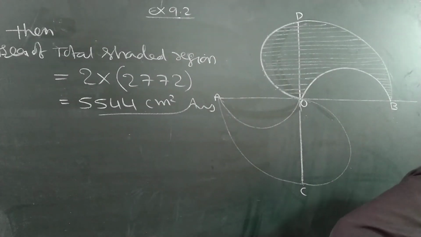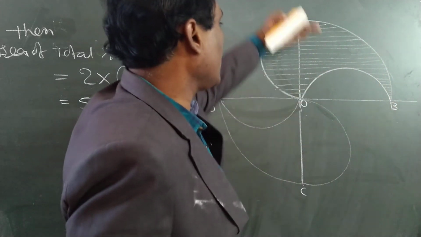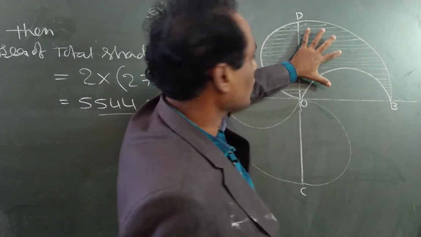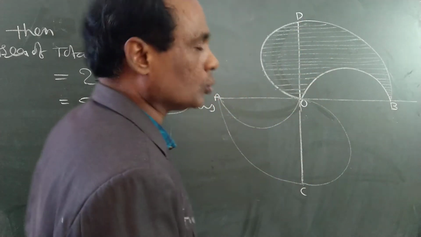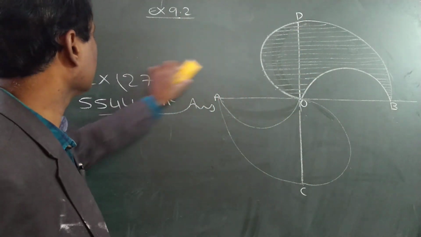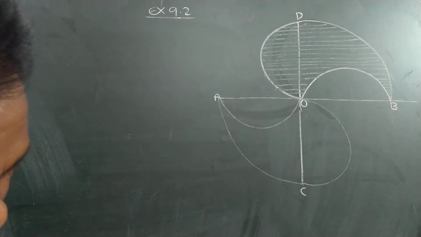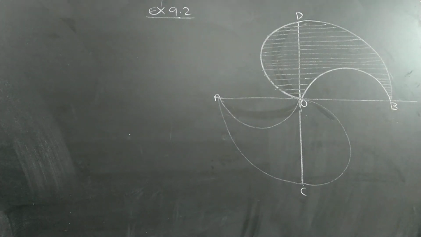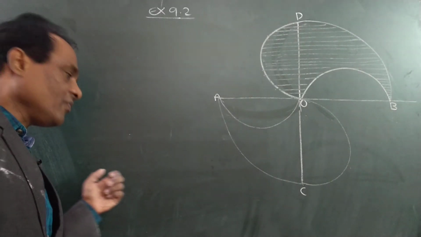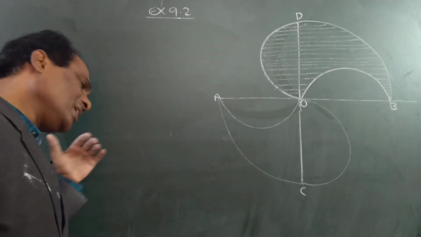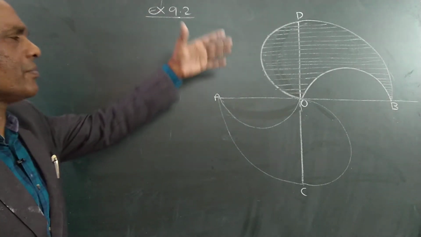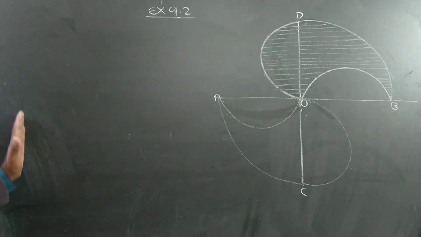How to find the area of the shaded region? First I will take the part above this line. I will find the area, then I will multiply by 2. Or, as in the previous problem where we multiplied by 2 at the end, in the beginning itself we can write 2 and keep the remaining same. Like that also we can do.